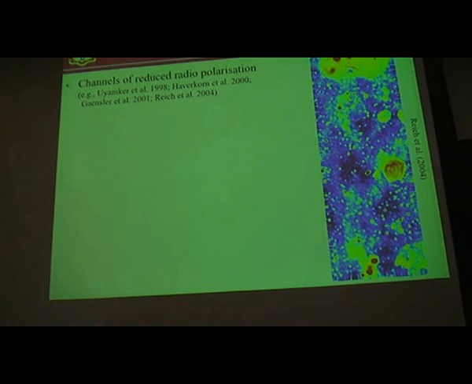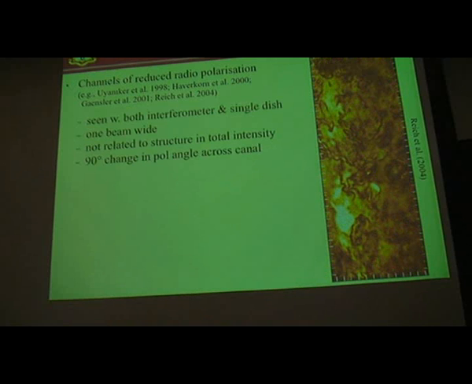If I just jump back, you can see they're not related to anything in total intensity. They don't have any obvious structures in radio emission or any other wavelength that they correspond to. And Marijke and others have shown pretty convincingly that one of the things that these canals are inevitably characterized by is that from one side of the canal to the other, the position angle of polarization always jumps by 90 degrees. So with these characteristics in mind, what are canals?